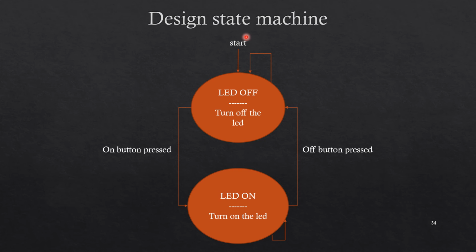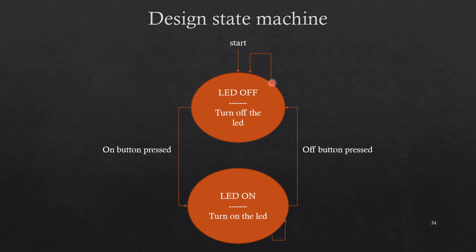Now we have defined that the start of the program would be when the LED is off. So from the moment you start the program, the LED would be off. We have the transition from the off state to the on state only when the on button is pressed, and we have the transition between on and off only when the off button is pressed.